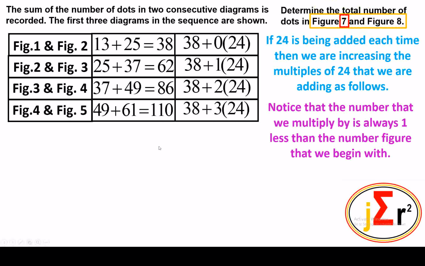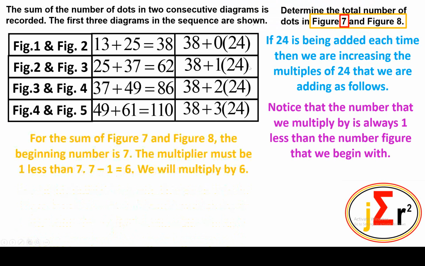Therefore, if we are going to take a look at the figure 7 and 8, the sum in figure 7 and 8, then you know that the multiplier has to be 6. It must be 1 less than the smaller number. For the sum of figure 7 and figure 8, the beginning number is 7. The multiplier must be less than 7. So 7 minus 1 is equal to 6. We will multiply by 6. So 38 plus 6 times 24, and that will give us 182. That's for the sum of those figures 7 and 8.